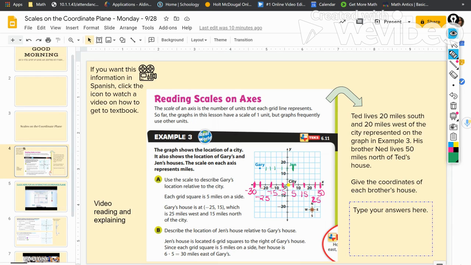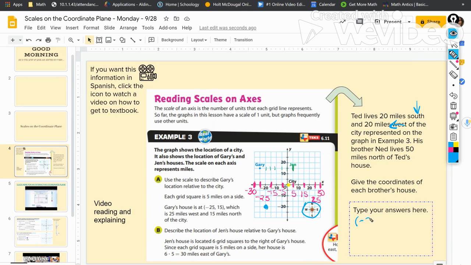So Ted lives 20 miles south and 20 miles west of the city. So first of all, I'm going to look down here at my direction key: north, east, south, and west. Okay, so south is down, and west is to the left. So I'm using my negative numbers from the city. I'm going to go 20 miles down, and then I'm going to go 20 miles left. That's my plot right there. So now I'm going to plot the coordinates of Ted's house.